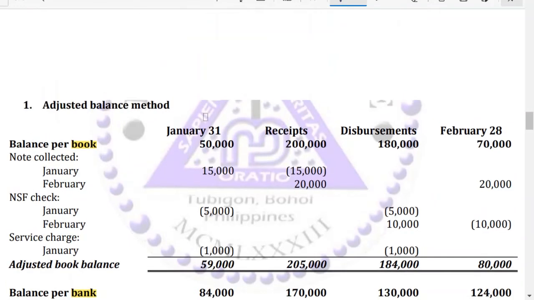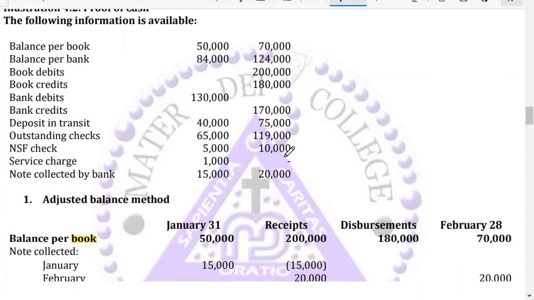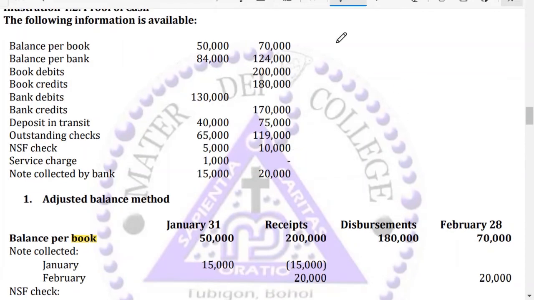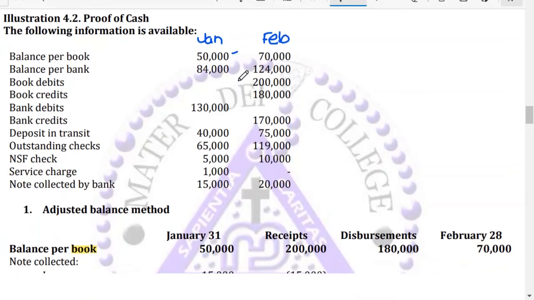Okay, so let's start. We have the given here, so it's a lot easier if it's already given like this, and you just need to fill in the columns. So this is balance per book. That's January; the date is missing. So this is January, and this is February. I forgot to write the month. So this is January and this is February.